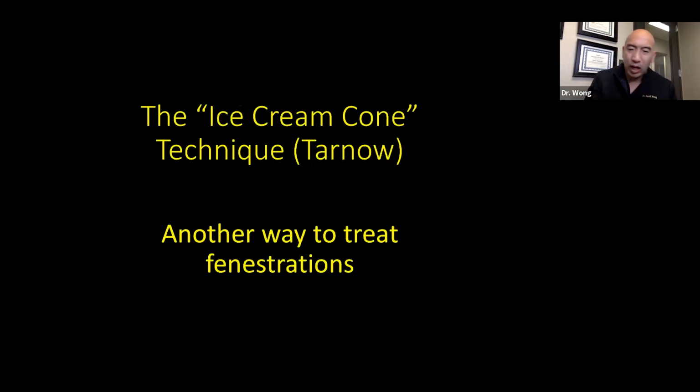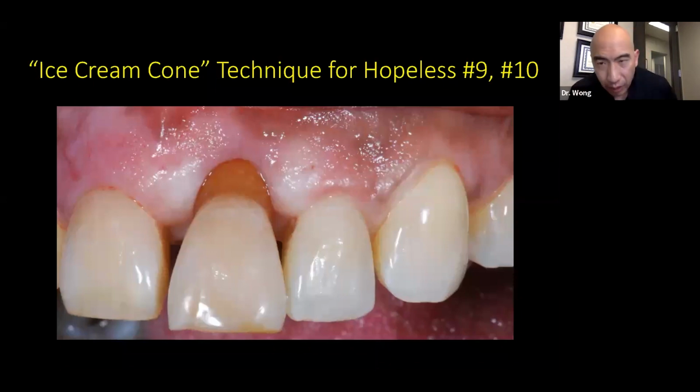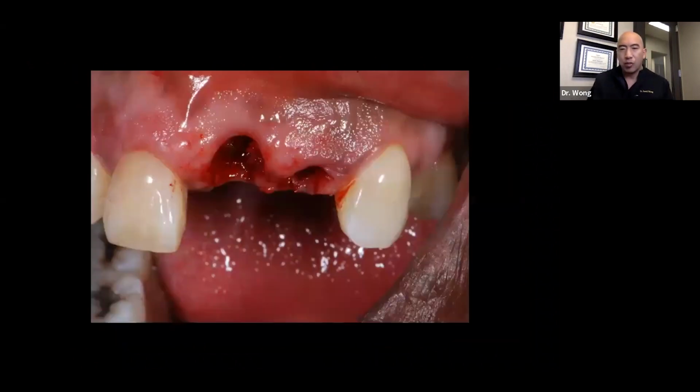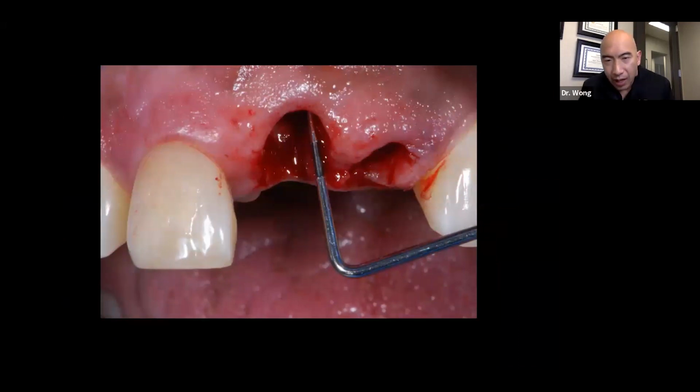So this is great for sockets with small fenestrations that are about 5 millimeters in diameter or less. So how this works, let's just say you've got hopeless teeth, numbers 9 and 10. You're going to atraumatically remove those teeth. You're going to stick your probe into the sockets and you're going to feel a fenestration, okay?